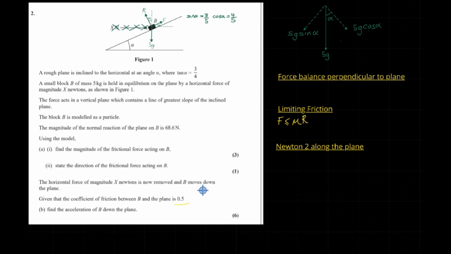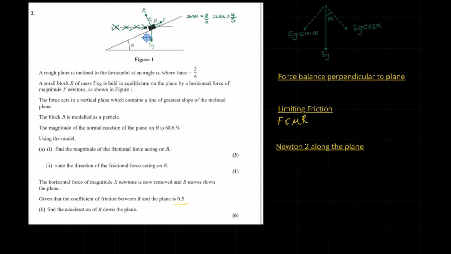The reaction force is no longer 68.6 because we've removed that force of x newtons, and that was increasing the downwards force on the mass of 5 kilograms, and therefore the reaction is going to be bigger as well. So I now need to look at a force balance which is perpendicular to the plane, because R is perpendicular to the plane, so let's do a force balance in that direction.